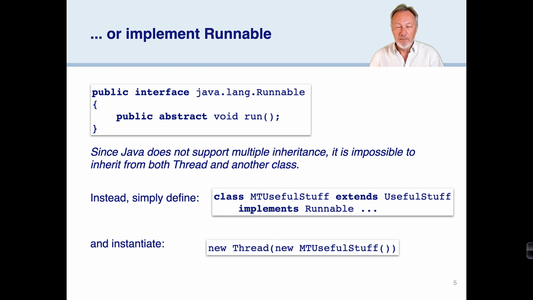This is very convenient because in the second case, you're not tied at all to the thread hierarchy. So here, for example, I have the class MTUsefulStuff, and it extends some other class that's in the system called UsefulStuff. So in this particular case, if I don't want to inherit from Thread, but from something else that's useful to me, I don't have to. I simply ensure that I implement the Runnable interface, that is, I implement the run method, which returns void, and pass it into a new Thread. So these are the two ways of creating a thread.